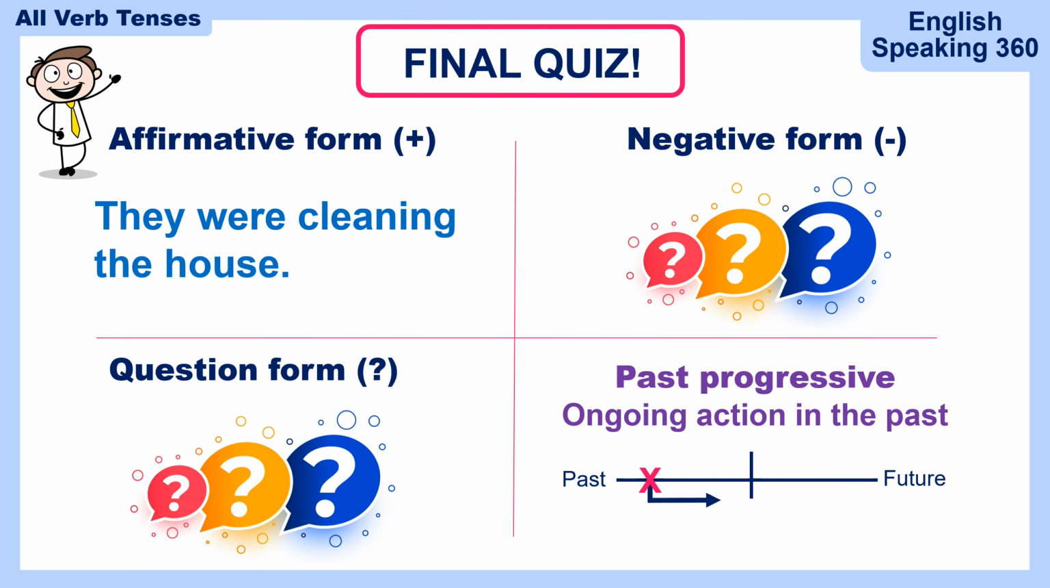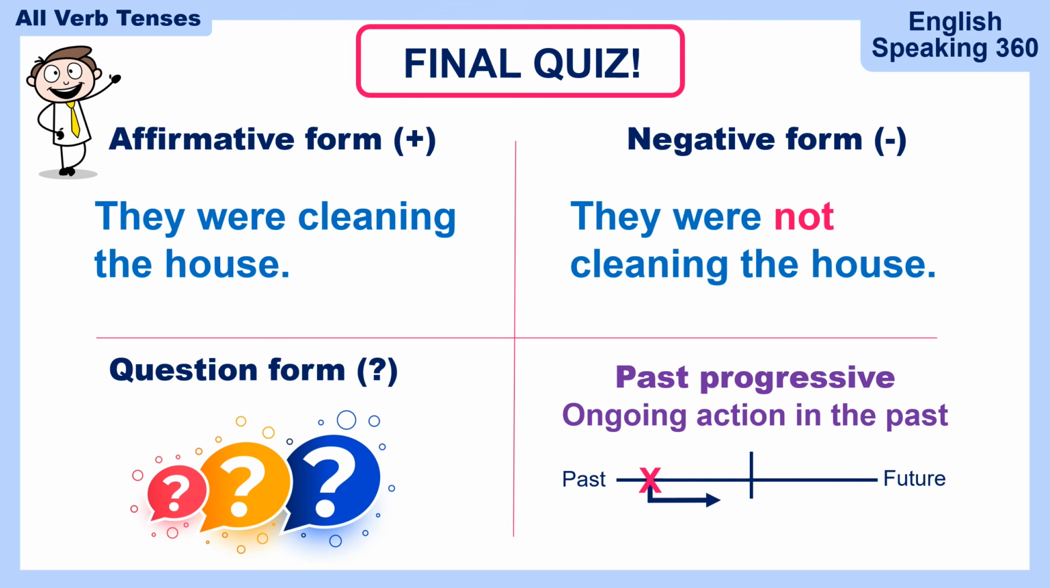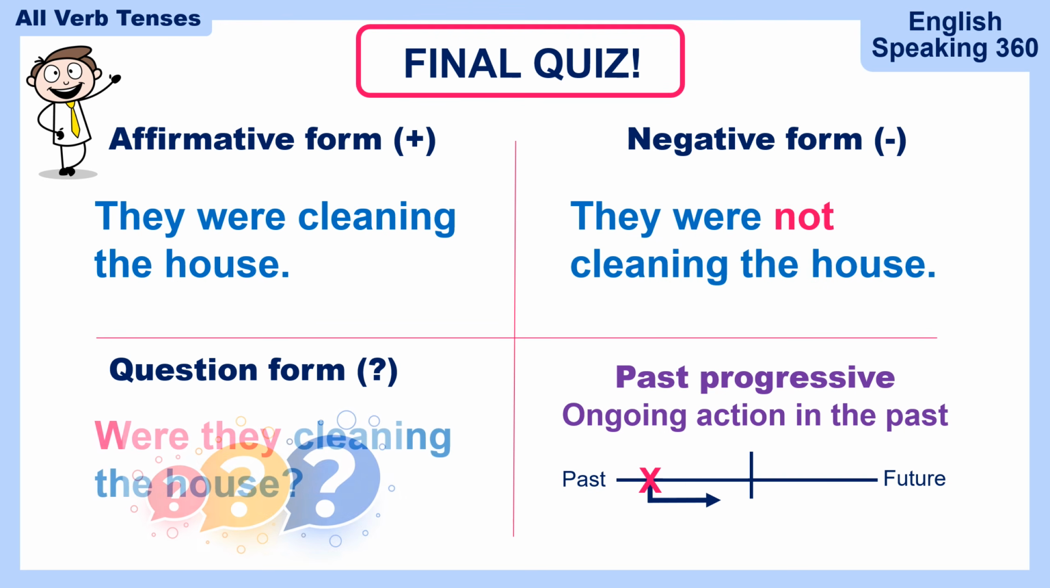Next question, the past progressive. They were cleaning the house. What is the negative form? They were not cleaning the house or they weren't cleaning the house. Question form? Were they cleaning the house or weren't they cleaning the house? 2 points.